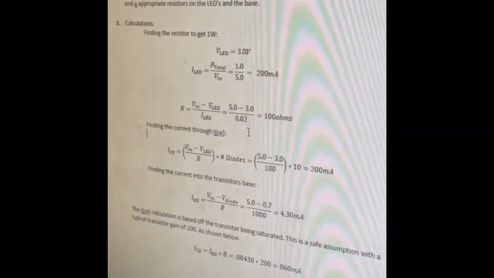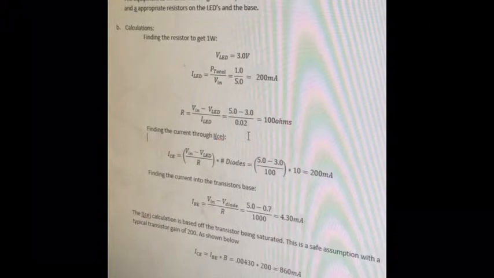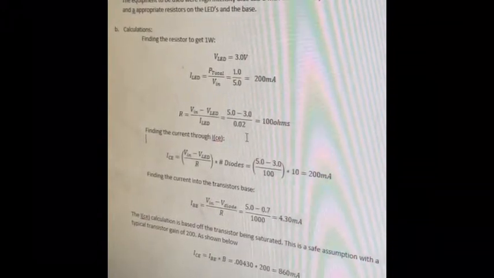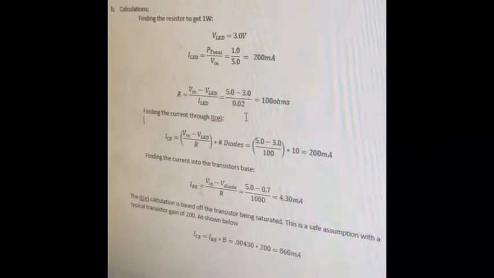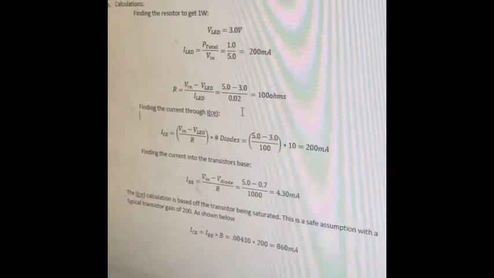In order to make sure that the transistor was in the saturated region, we picked a value of R base, which was 1,000. This led to enough current flowing through the base to saturate the entire transistor.